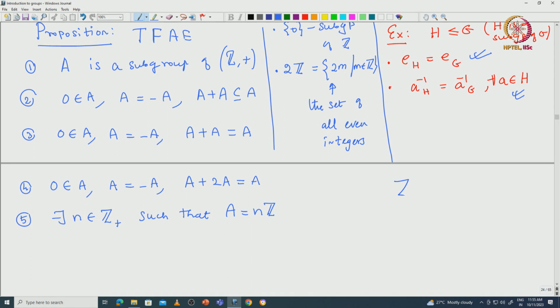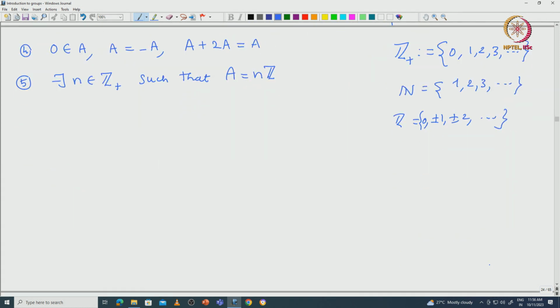So, what is G plus? In our notation, G plus is the set of all non-negative integers, that means 0, 1, 2, 3, etc. For us, N means the positive integers 1, 2, 3, etc., and Z means all integers: 0, plus or minus 1, plus or minus 2, etc. So, this is our notation. Okay, let us prove this.